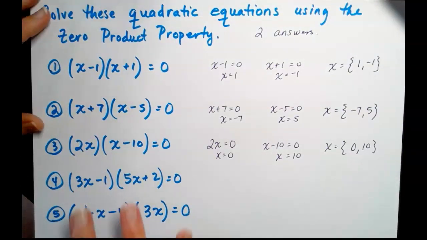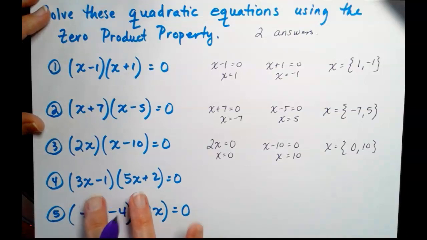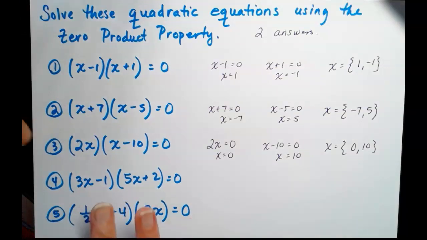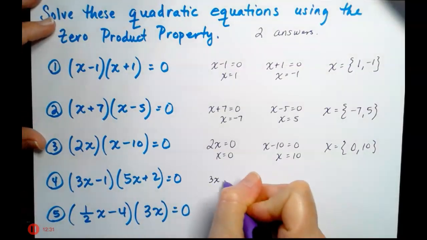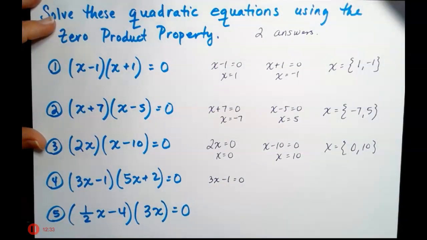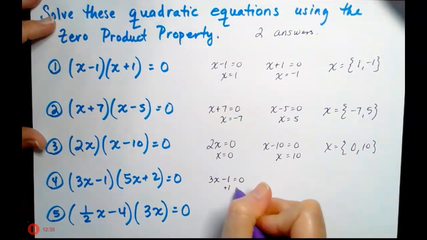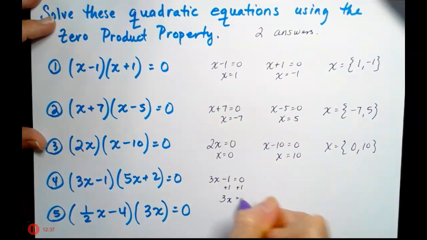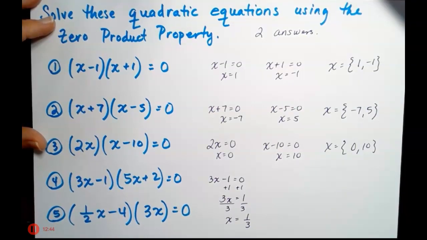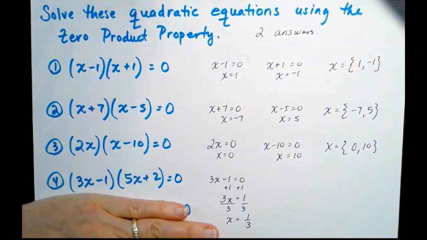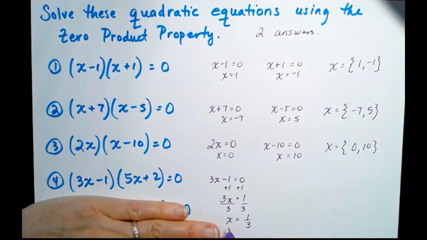Number 4, set each factor independently equal to 0 to get our 2 distinct answers. So the first factor, 3x minus 1 equals 0, plus 1, 3x equals 1, divide by 3, x equals 1/3. There's our first solution set for number 4. That was our first factor.